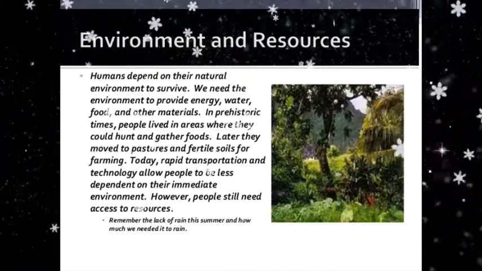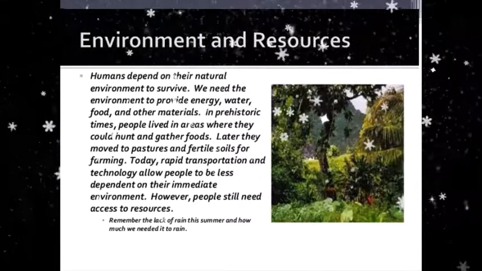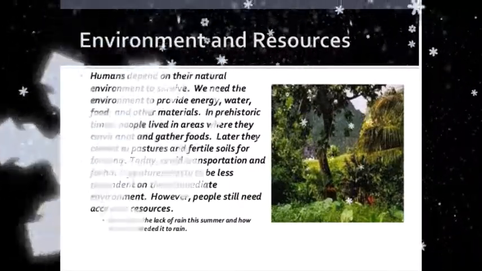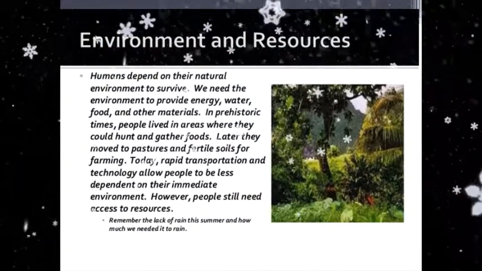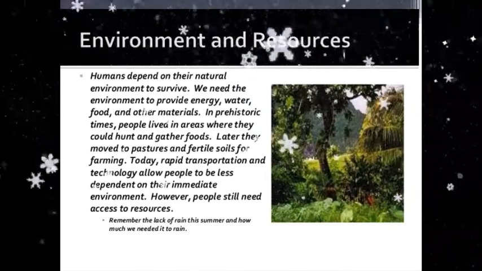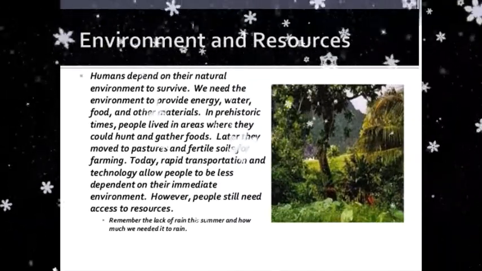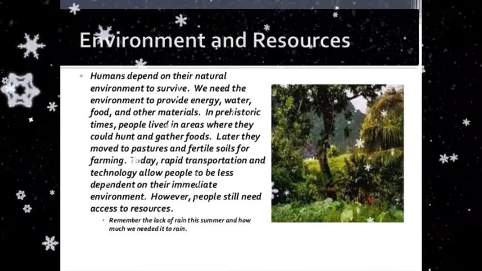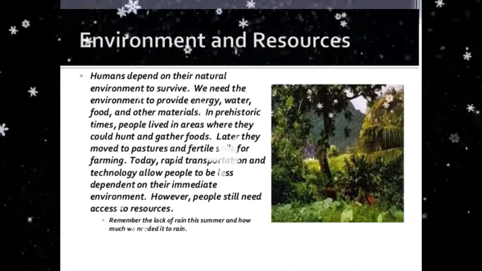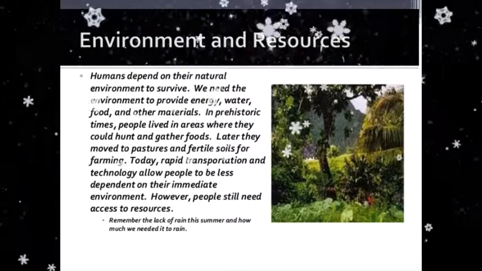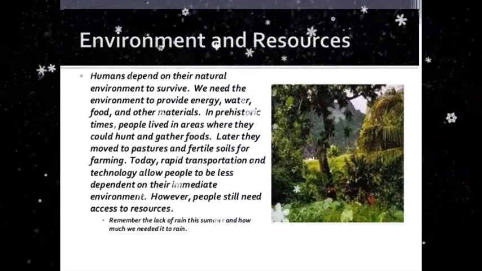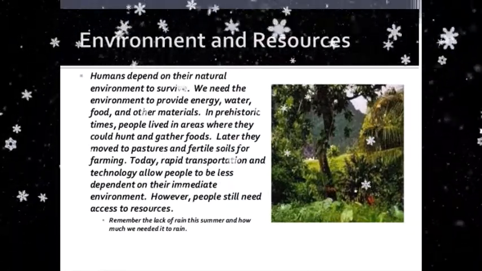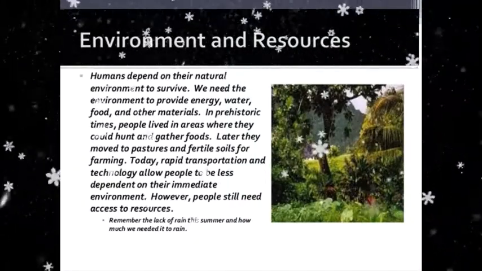Okay, environment and resources. Humans depend on their natural environment to survive. We need the environment to provide energy, water, food, and other materials. In prehistoric times, people lived in areas where they could hunt and gather food. Later, they moved to pastures and fertile soils for farming. Today, rapid transportation and technology allow people to be less dependent on their immediate environment. However, people still need access to resources. Remember the lack of rain this summer and how much we needed it to rain.